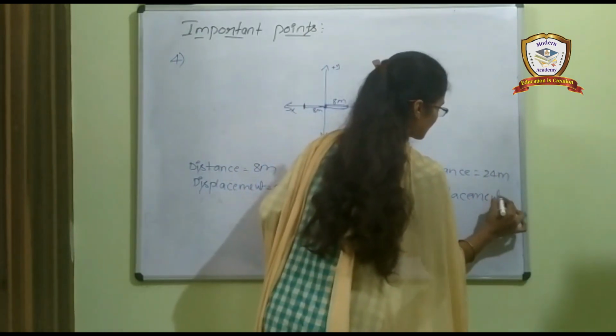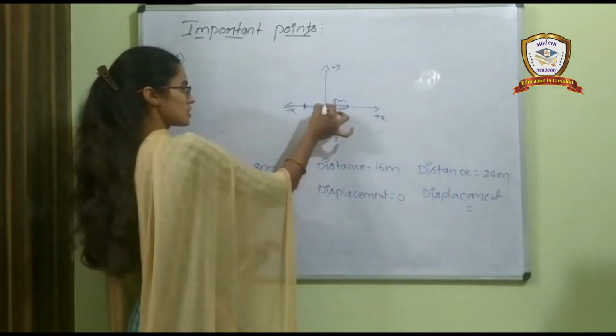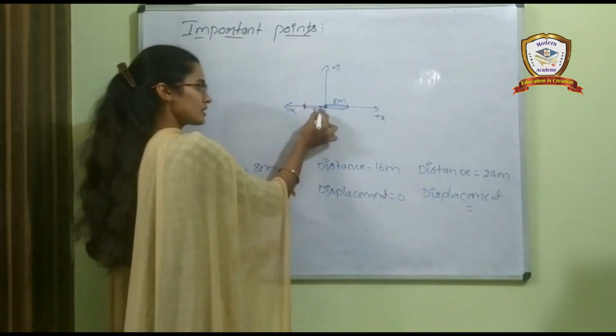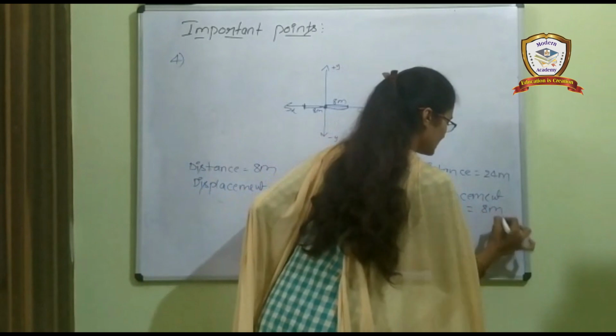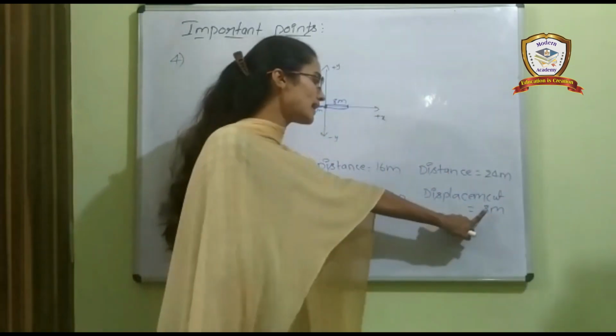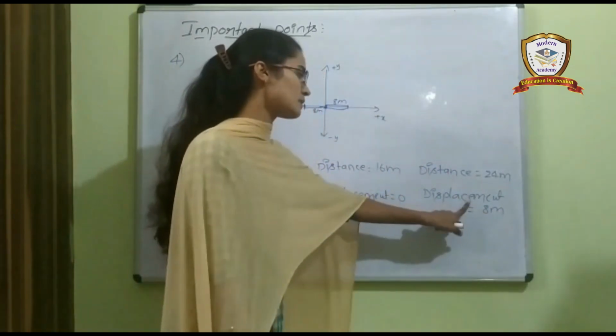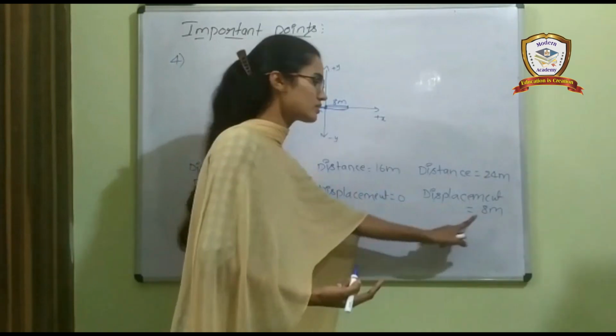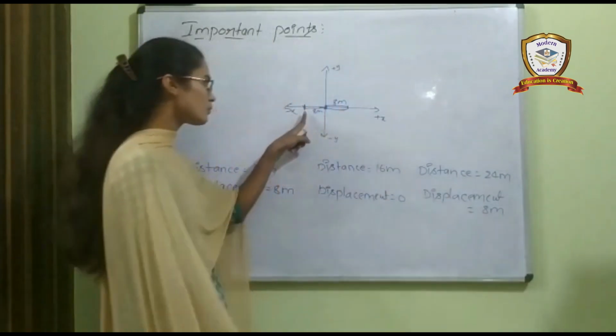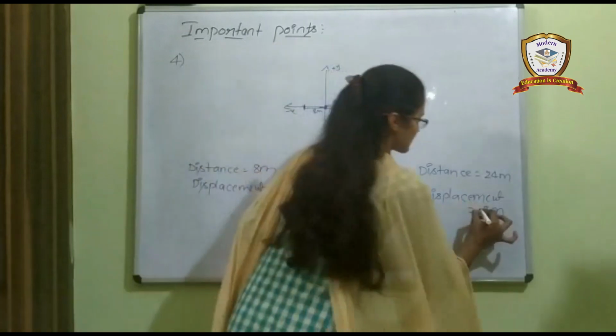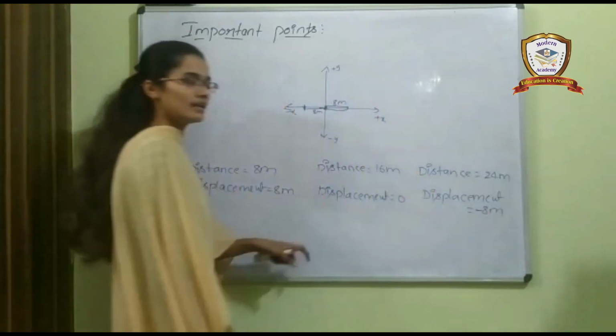The shortest distance between initial and final point. This is the initial point. This is the final point. So, how much is it? 8 meters. Is it right? No, because we should indicate direction. Displacement has both magnitude and direction. So, we should indicate direction. Which direction is it? Negative x-axis. So, negative, minus 8 meters.